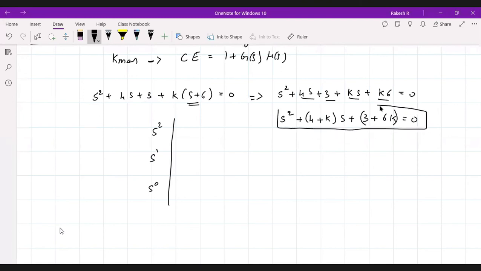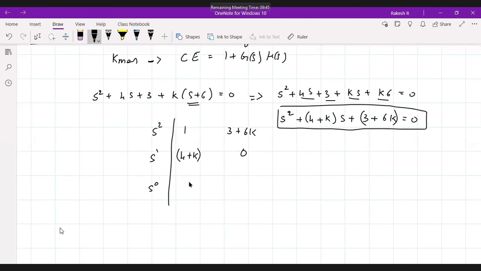Right. So the equation we have got as s square into constant plus s plus constant here. This is how we need to convert here. So coefficient of s square is what? Coefficient of s square is 1 and coefficient of s is 4 plus k, and the constant here is 3 plus 6k, and this is 0.